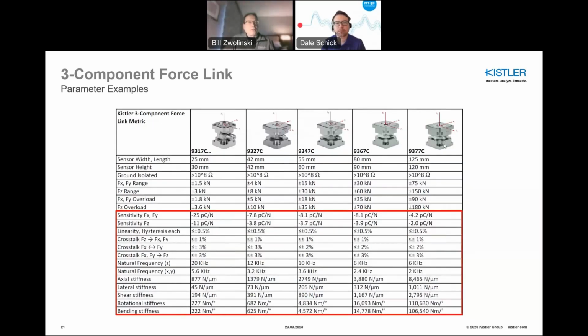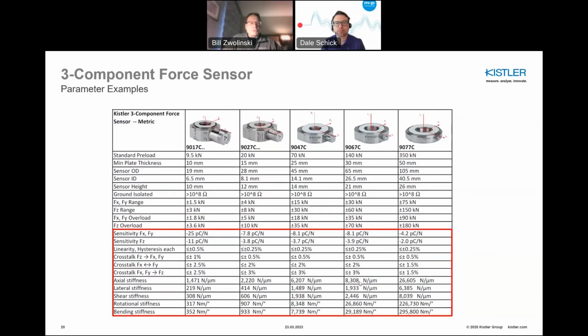These sensors here are called force links, and they would be already preloaded at the factory. What happens is you gain height, usually 2 to 3 times the force sensor, and you lose stiffness because of the construction. So in this case, if we just took the 9367, say 4,000 newtons per micrometer, the sensor itself would be almost double that.